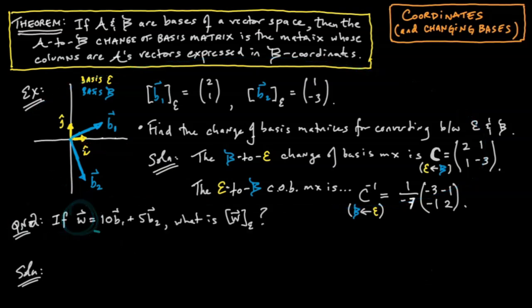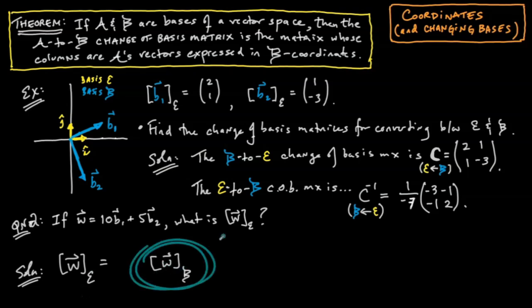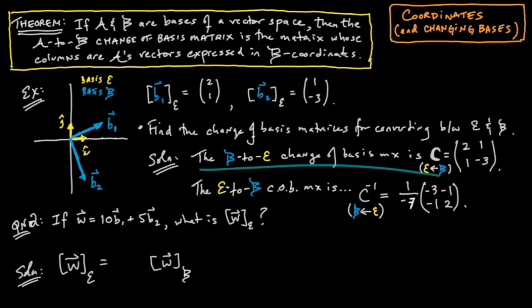While we're here, let's do a second question concerning the same setup. If vector W is 10b1 plus 5b2, what are its standard coordinates? Well, once again, this is easy. We are given, in a slightly different form, its B coordinates because we've expressed W in terms of the B basis vectors. So W's B coordinates are 10, 5. Now we want to know the E coordinates. We know how that works. W's E coordinates are the result of taking its B coordinates and hitting it with the appropriate change of basis matrix. In this case, that is going to be matrix C, because that is our B to E change of basis matrix.